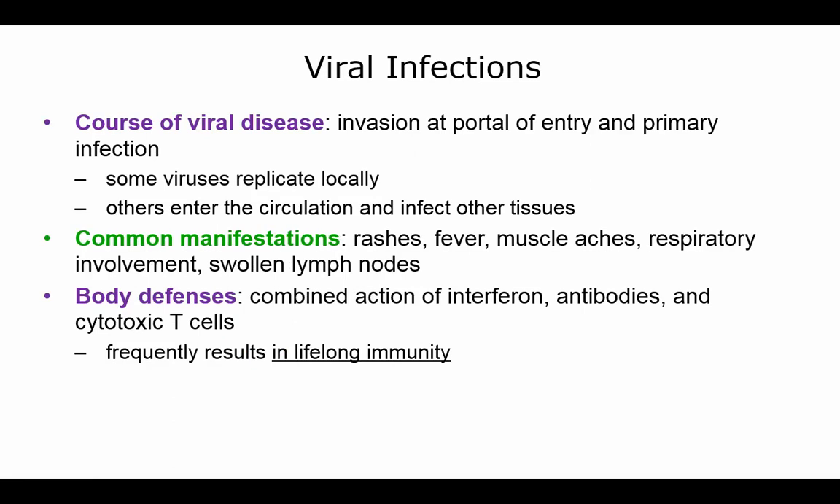Now, they will invade at a portal of entry and cause a primary infection. Some of them replicate locally, others enter circulation and infect other tissues. There could be rashes, fever, muscle aches, respiratory involvement, and swollen lymph nodes. And your body fights them with interferon, antibodies, and cytotoxic T cells. And a lot of times after having a virus and fighting it off, you get lifelong immunity.